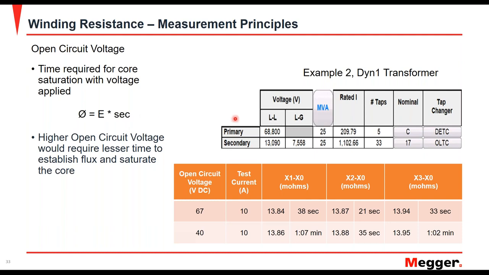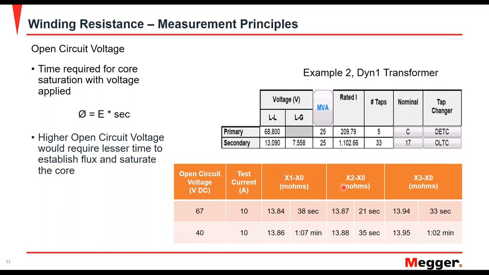So that's how we will look at example 2 here. So this is a DYN1 transformer. So it's delta wound on the primary side and a star wound on the low side with a neutral. So for this transformer, a winding resistance measurement was made with a 10 amp test current with an open circuit voltage of 40 volts.